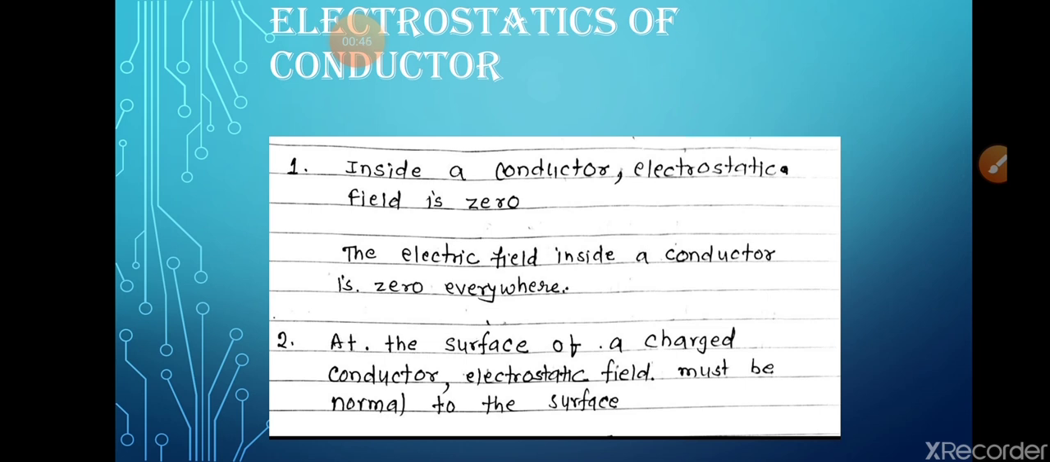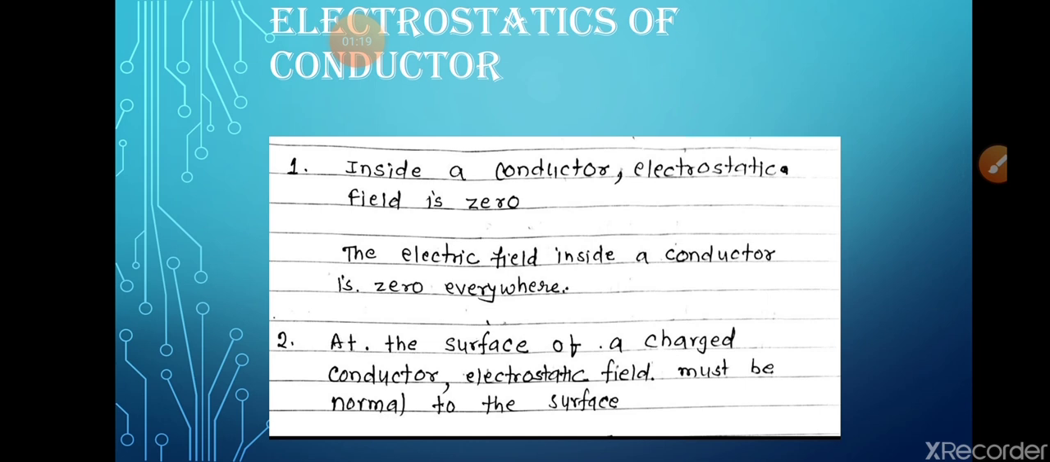And the first property is what? Inside a conductor, the electrostatic field is zero. Or, the electric field inside a conductor is zero everywhere. So the total charge, the net charge inside the conductor, will be zero. Therefore the field will be zero.